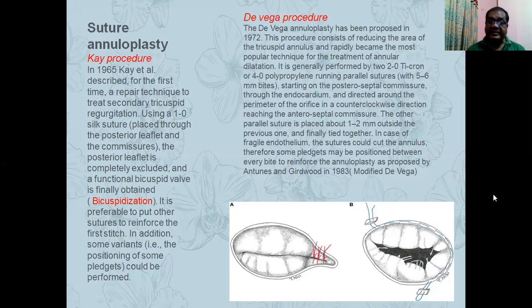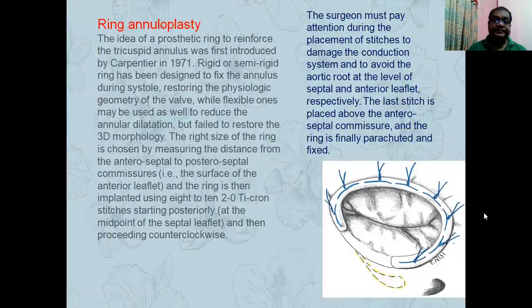In case of fragile endothelium which breaks up, in that case the suture could cut the annulus, and therefore some pledgets may be positioned between every bite to reinforce the annuloplasty as proposed by Antunes and Colsen in 1983. This is the modified De Vega procedure, so we can place multiple pledgets along this direction of the sutures that will further strengthen the repair technique.